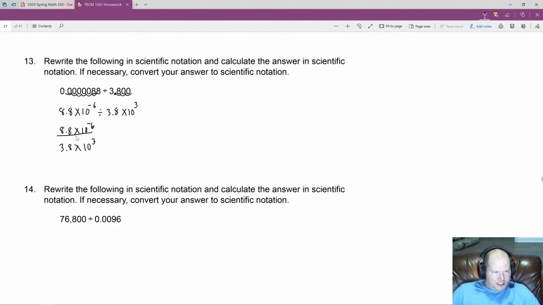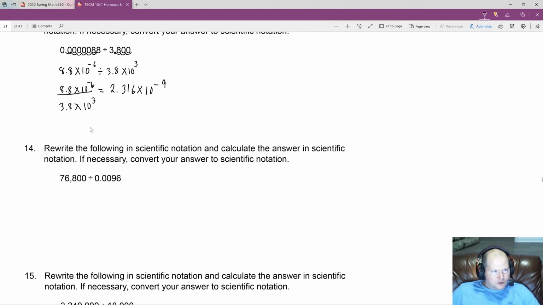Okay, so we're going to need a calculator for the first part. So we end up with 2.316 about. It just keeps going on forever. 2.316. And then we're going to use the exponent rules on this. So 10 to the negative 6 divided by the 3 here. Negative 6 minus 3 is negative 9. So 10 to the negative 9th power. Okay, so let's move on to the next one.